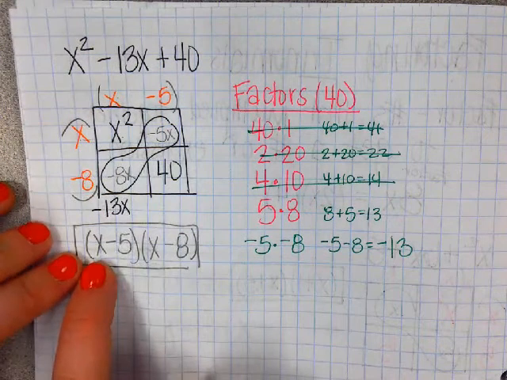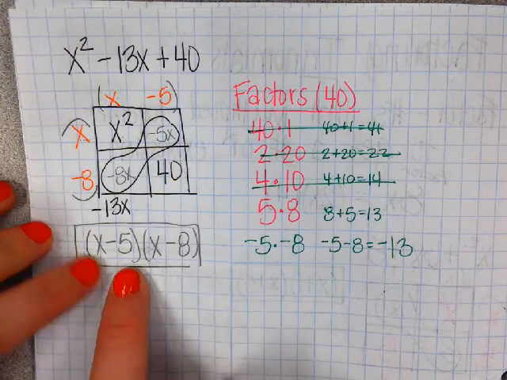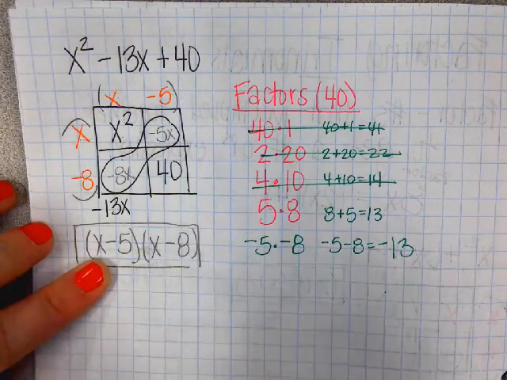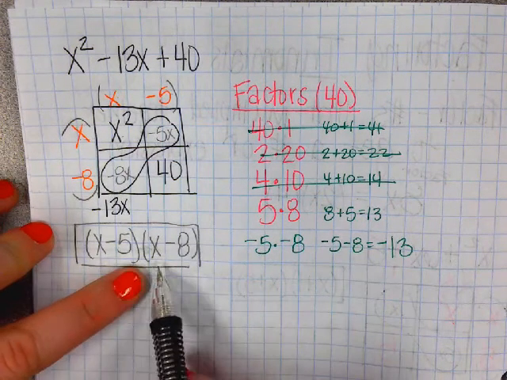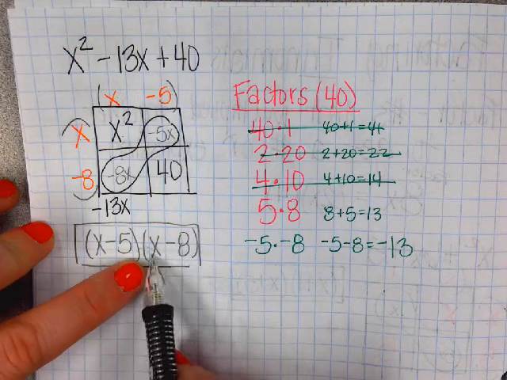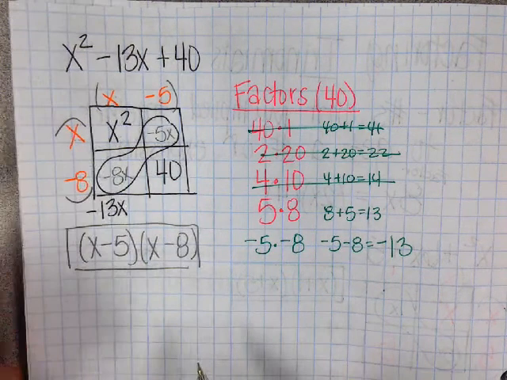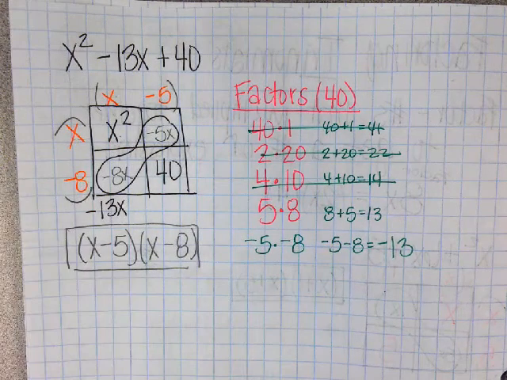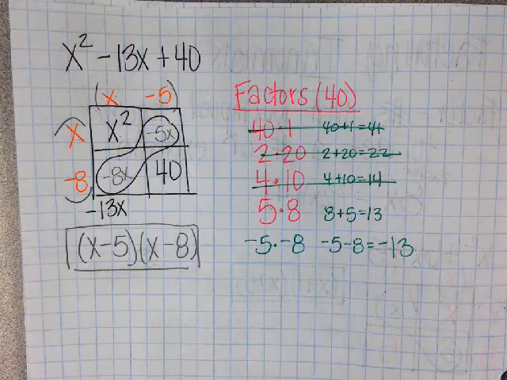Okay, does everybody understand? So there is an assignment on Schoology. Again, how you're going to write your answers, you're going to put x minus 5 in the first blank in parentheses. Make sure you always put the parentheses. And then in the second blank, put x minus 8. Does everybody see that? Okay.